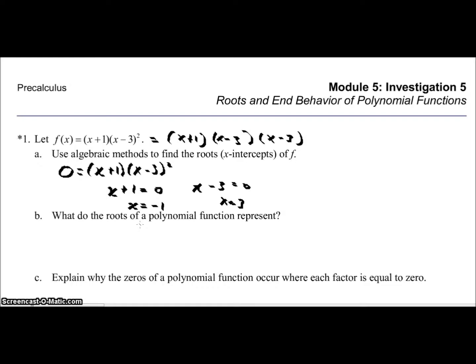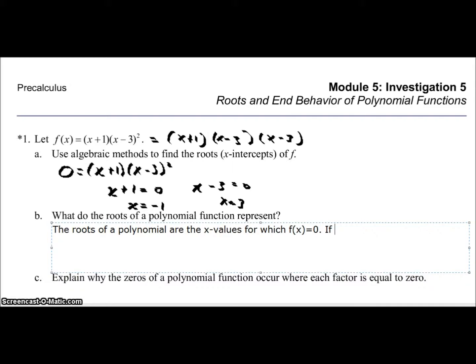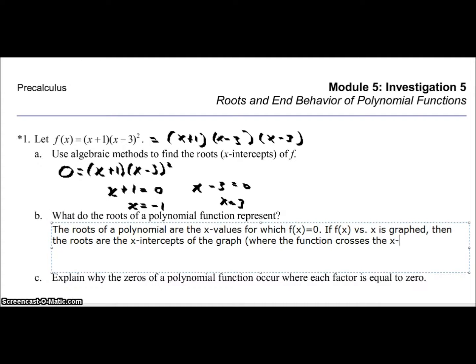What do the roots of the polynomial function represent? I guess this is just a basic question. Let's see, the roots of a polynomial are the x values for which f of x equals 0. If f of x versus x is graphed, then the roots are the x-intercepts of the graph, where the function crosses the x-axis.